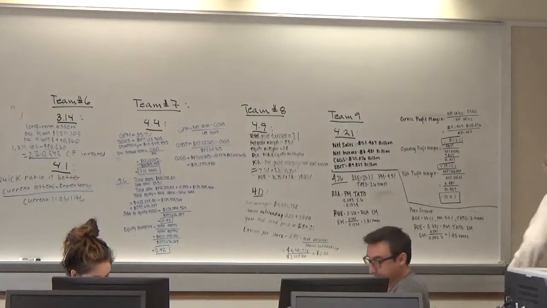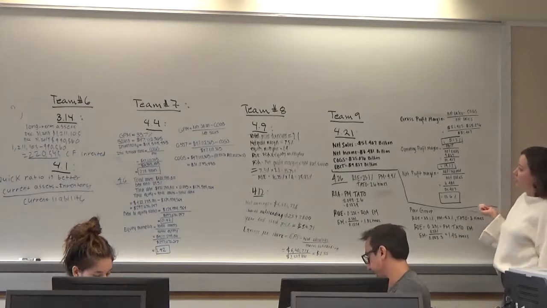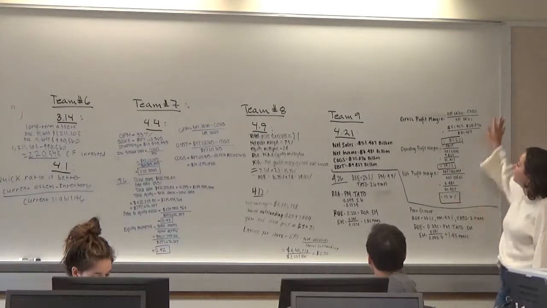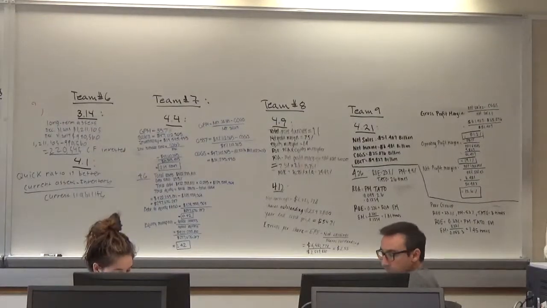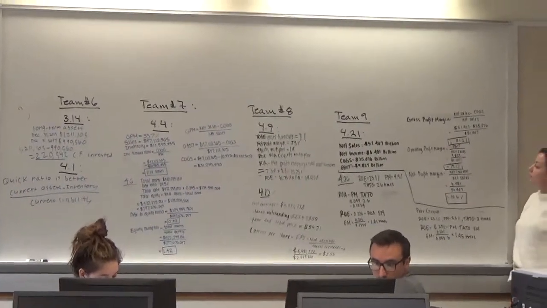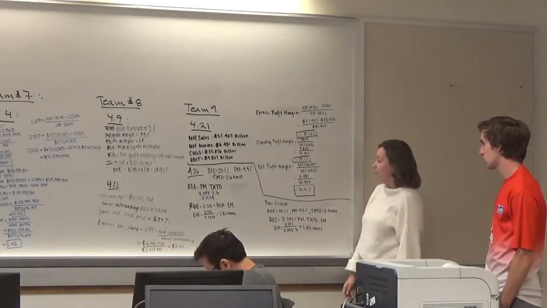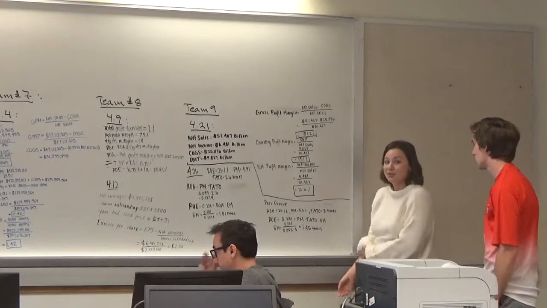So for 4.21, it's basically just asking us to calculate three different things: the gross profit margin, the operating profit margin, and the net profit margin. So I wrote out the equation. For gross profit margin, it's net sales minus cost of goods sold divided by net sales. And I just worked it out. Operating profit margin is EBIT divided by net sales, and the net profit margin is net income divided by net sales. So that was basically that one.